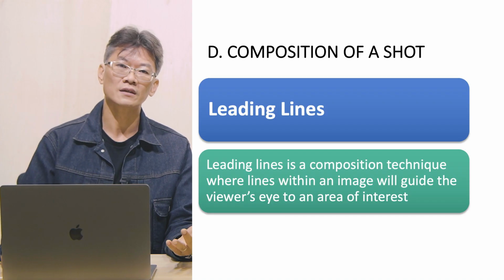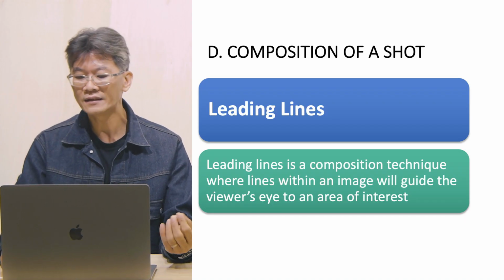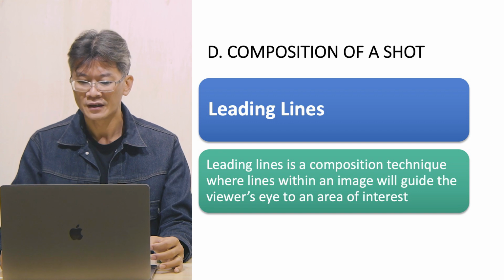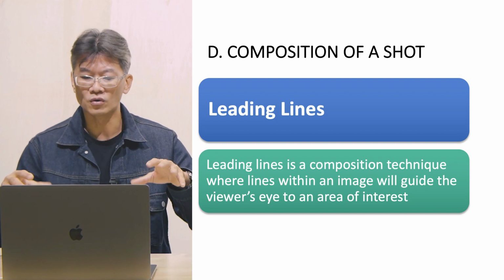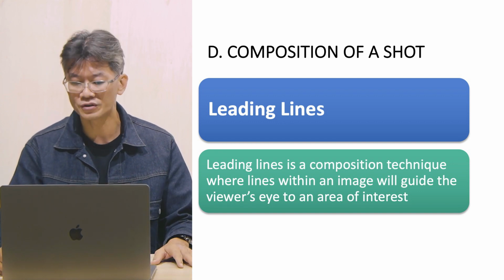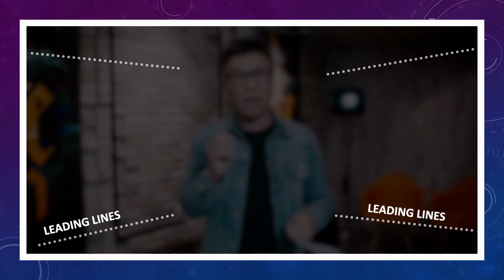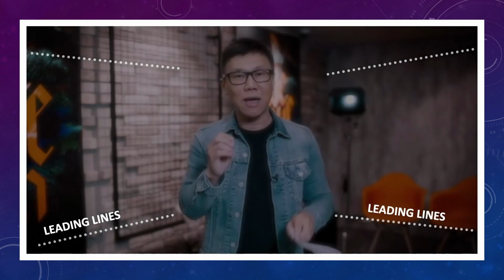Next, another rule is the leading line. Leading line is a composition technique where lines within the image guide the viewer's eyes to a point of interest. For example here, you can see the lines are diagonally converging into the middle, and that's where the subject is standing. The lines are created from the backdrop, the angle of the scenery at the back.